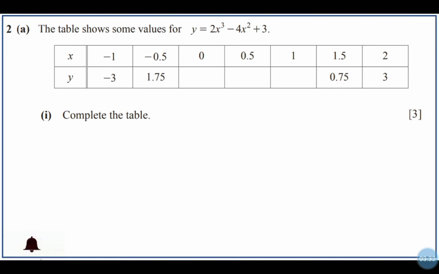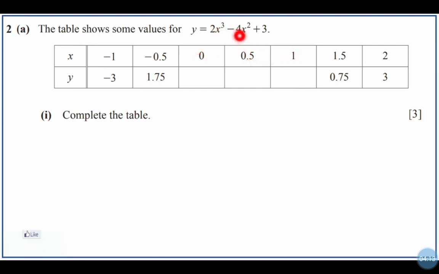Okay, question number 2, the table shows some values of y is equal to 2x cubed minus 4x squared plus 3. Okay, so these are already values. I just want to complete the table. So these are blanks, meaning I will fill up those blanks. I will just change the value of the x, because these are all values of x, to find out the value of the y here. So if I want to find out those values of y, I will change the value of the x with 0, 0.5, and 1.